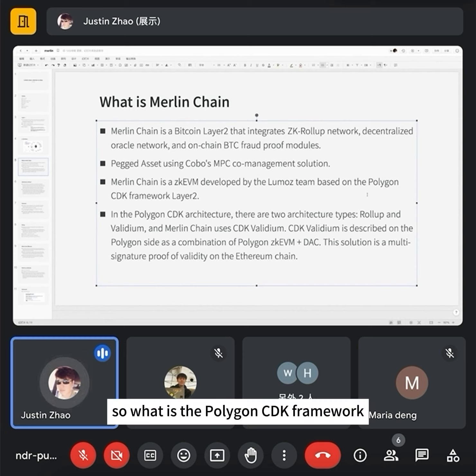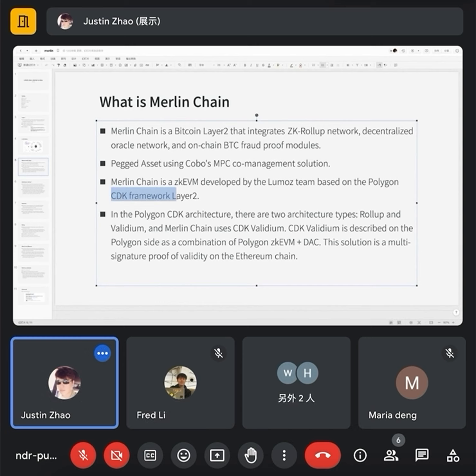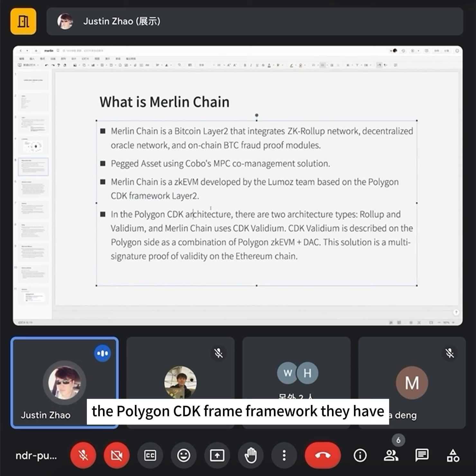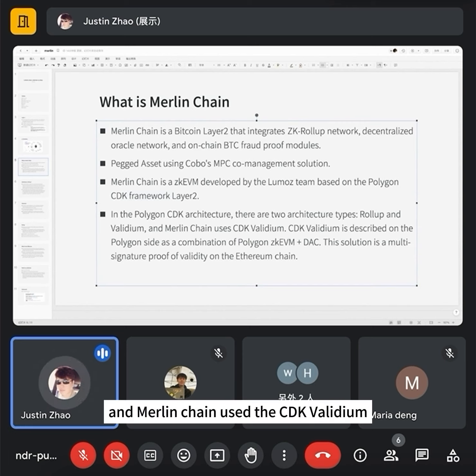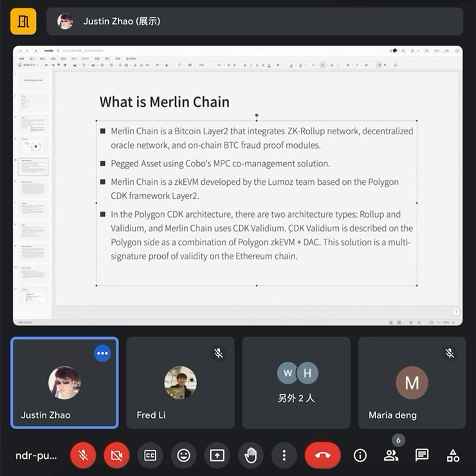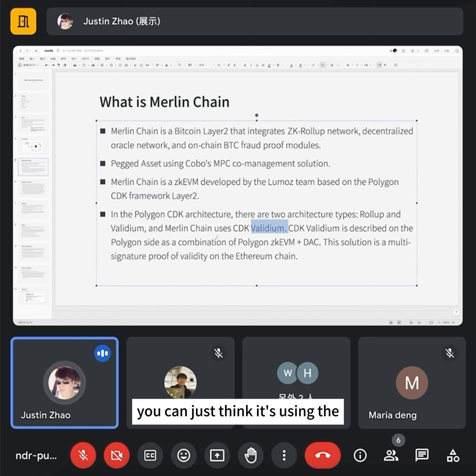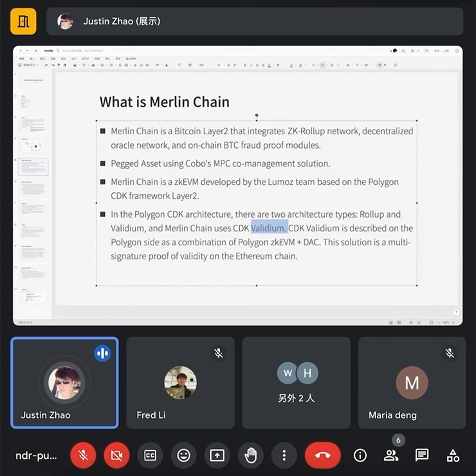So what is the Polygon CDK framework? The Polygon CDK framework has two architecture types: one is the rollup and one is Validium. And Merlin chain uses the CDK Validium. So what is Validium? You can just think it's using the EVM plus the DAC.